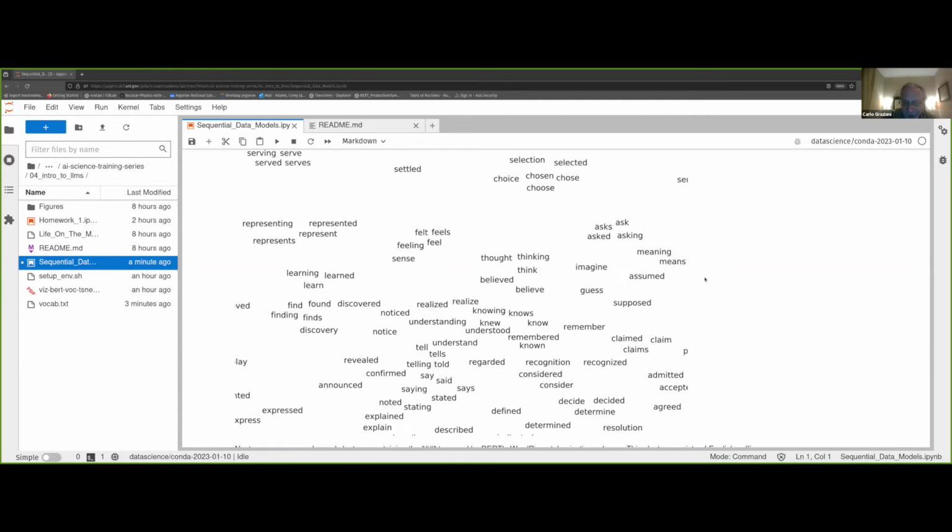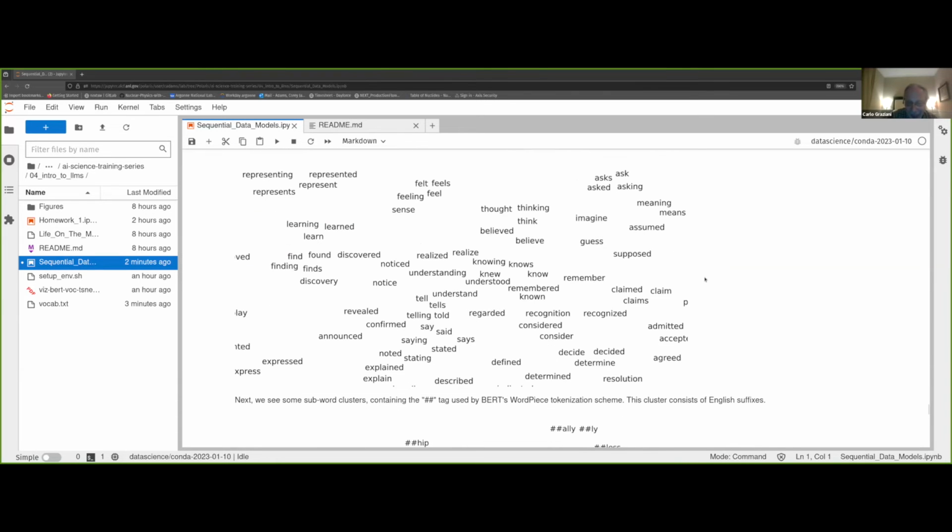So it's actually successfully, according to this representation, figuring out good clusters of meaning, or at least of common meaning, and separating them from clusters with other meanings. And that's a very reassuring property.